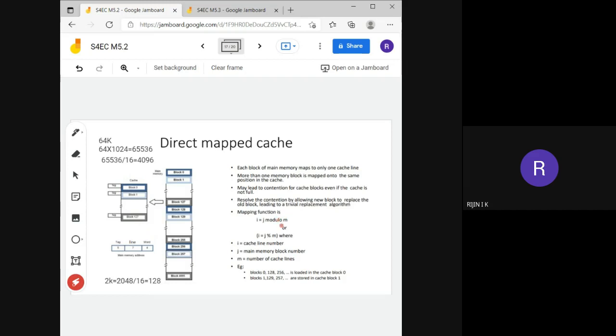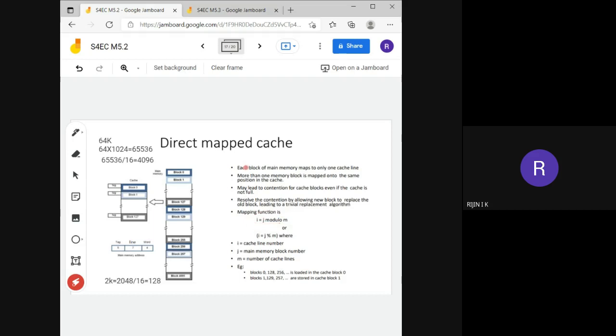The mapping function we are using here is i = j modulo m, where i is the cache line number and j is the main memory block number: block 0, block 1, likewise. m is the number of cache lines, which in this example is 128. So this is the mapping function we use in the direct mapping technique: i = j modulo m.